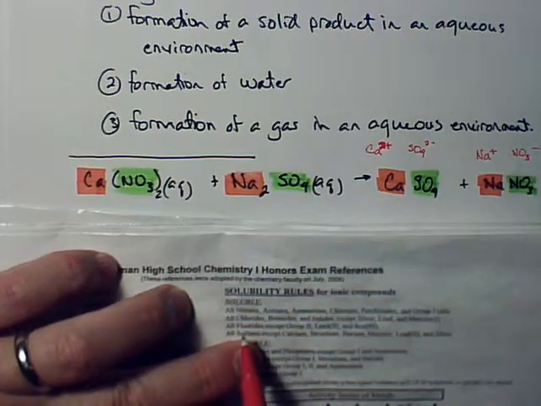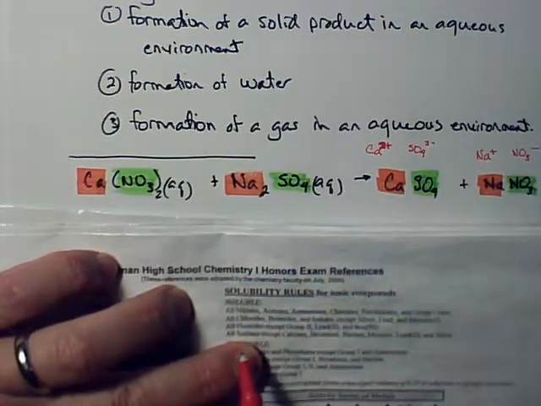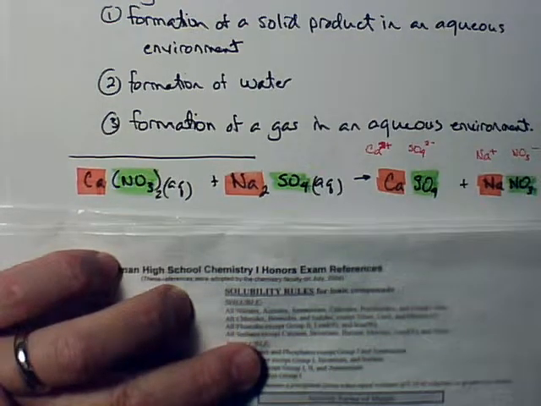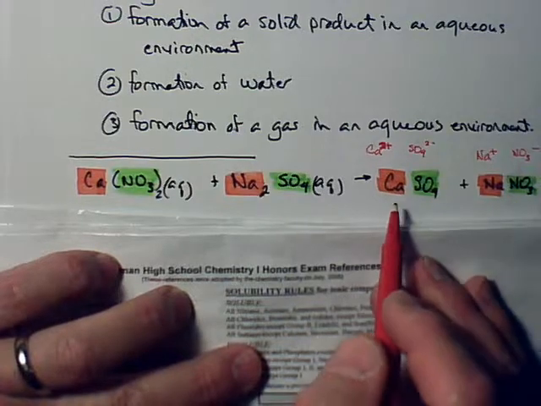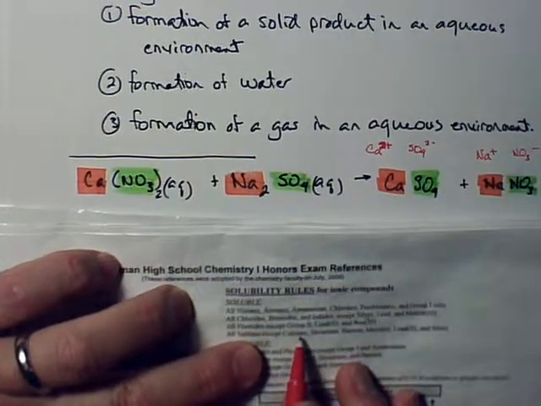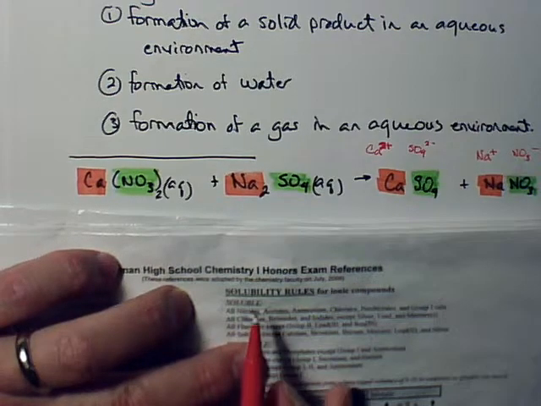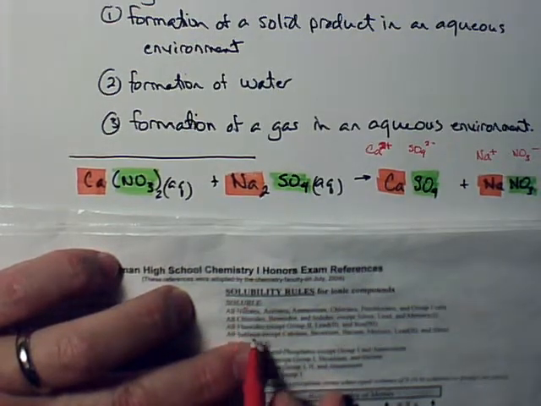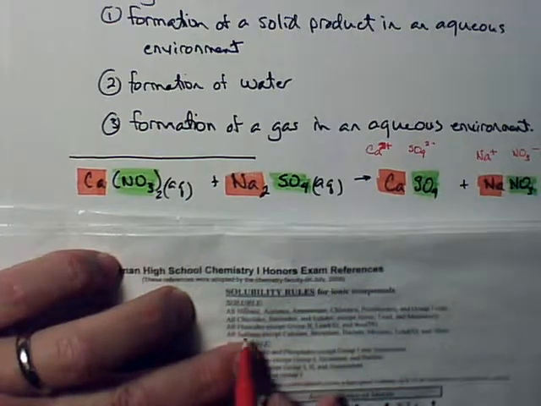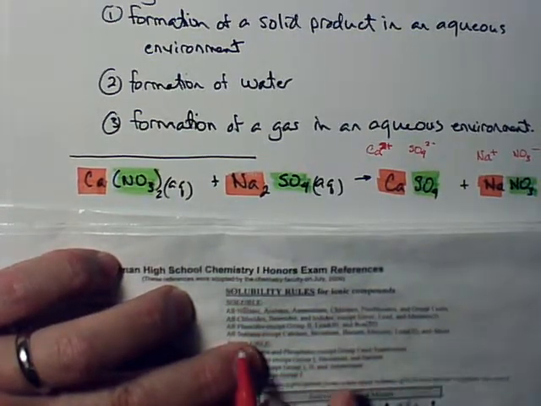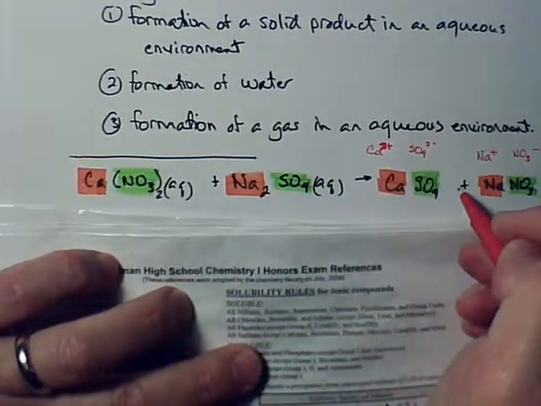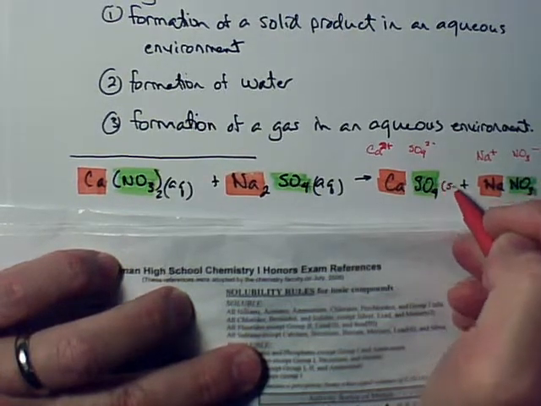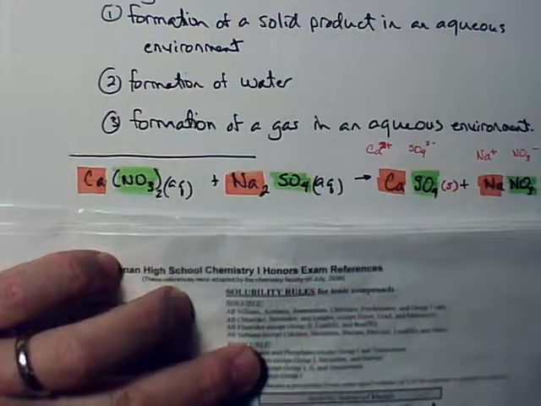Okay? Well, here's sulfate. Sulfates are generally soluble, except, what are the exceptions? Calcium. So this is not going to be soluble. Most sulfates are soluble, but not calcium sulfate, because calcium is an exception. Most sulfates are soluble, but not calcium sulfate, or strontium sulfate, or barium sulfate, or mercury, lead, or silver sulfate. Okay, so this is not going to be aqueous. If it's not aqueous, it's going to be solid.